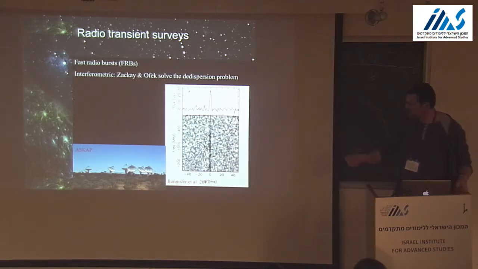So with this technique, you can now start to find these quite easily. And I think in the next few years, it's going to be a huge industry in radio astronomy. They can find thousands of these events, study them, and localize them, and so on. So I'm sure there's going to be a lot of progress.